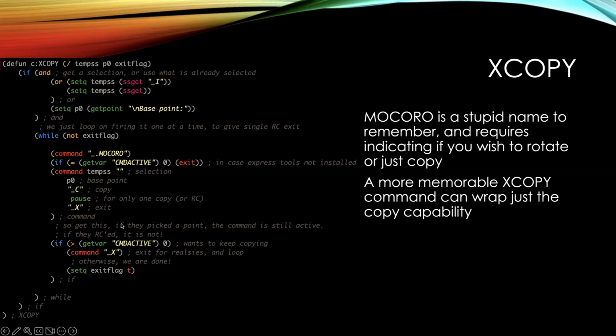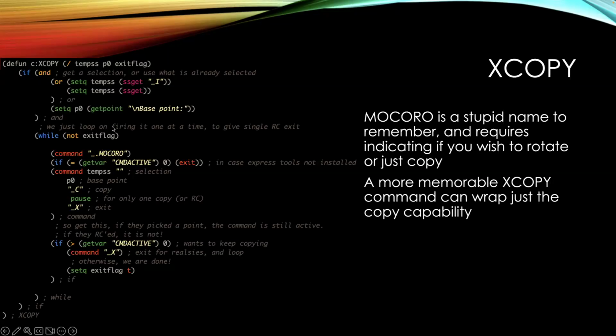And we do a couple cool things here. In order to fire the MOCORO command, we need a couple things. We need our objects that we're going to copy, and we need our base point. That's it. That's all we need: source objects and base point. And then we need to prompt for the second point, the second copy point. So, cool things of how I do that.